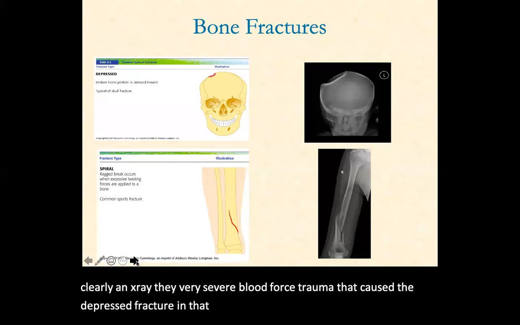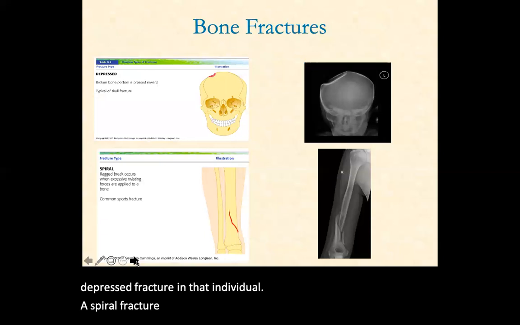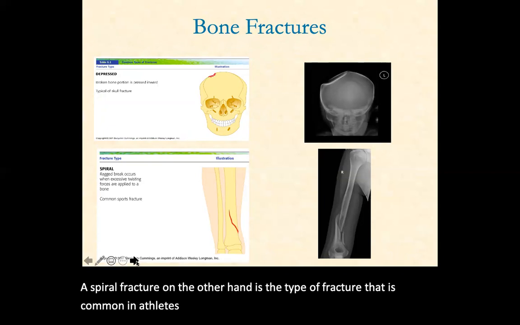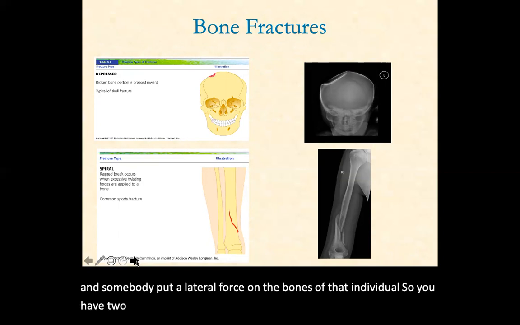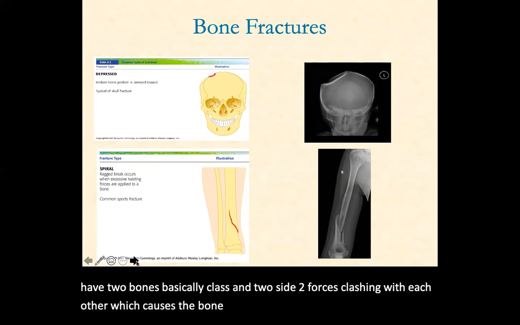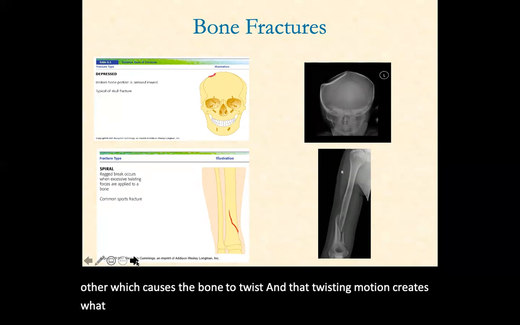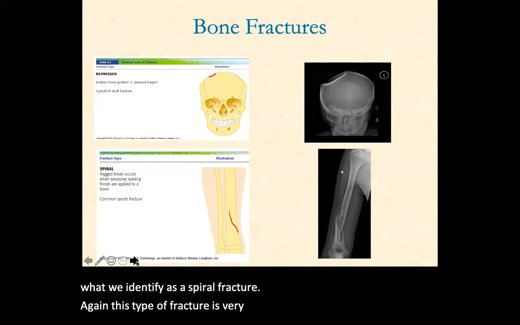individual. Spiral fracture, on the other hand, is the type of fracture that is common in athletes. Imagine a person is moving forward and somebody puts a lateral force on the bones of that individual. So you have two forces clashing with each other, which causes the bone to twist, and that twisting motion creates what we identify as a spiral fracture. Again, this type of fracture is very common in athletes, typically through contact sports.